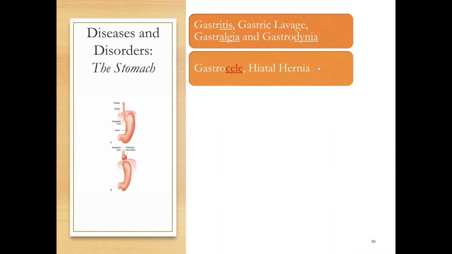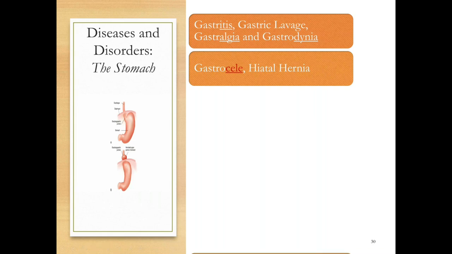Gastrocele. If cele means hernia, then gastrocele means herniation of the stomach. A common type of gastrocele is a hiatus, or hiatal hernia, which is a protrusion of the structure through the opening in the diaphragm that allows passage of the esophagus. Often, the protruding structure is part of the stomach too, as shown in this picture.